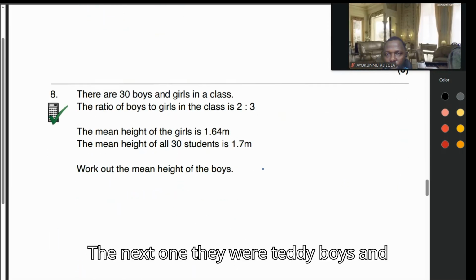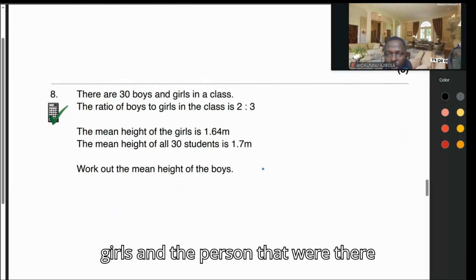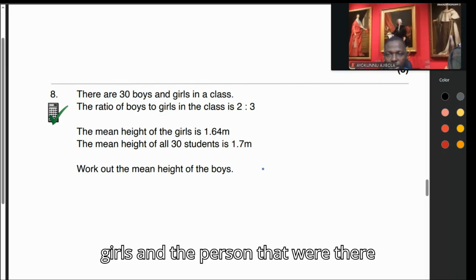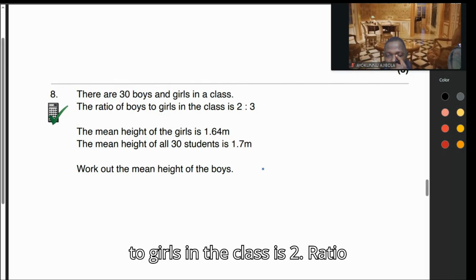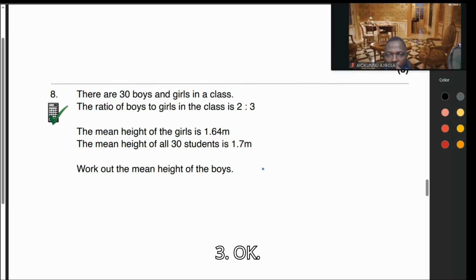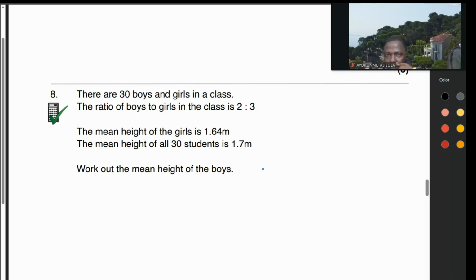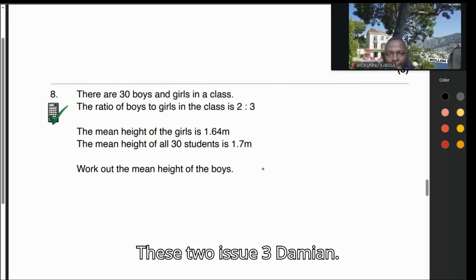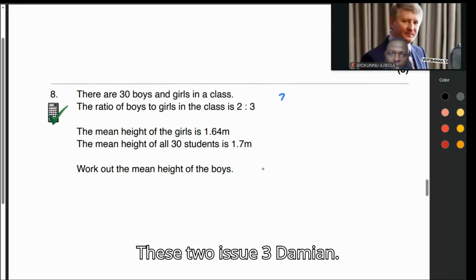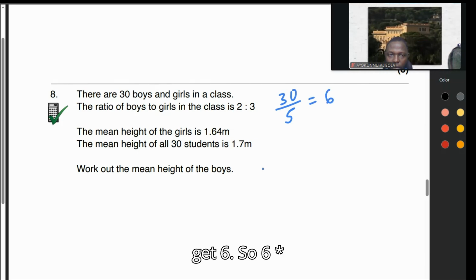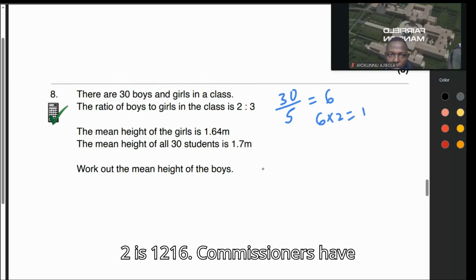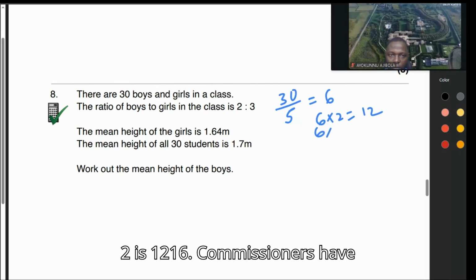The next one: there are 30 boys and girls in a class, and they're together. The ratio of boys to girls in the class is 2:3. That means divide 30 by 5, you get 6. So 6 times 2 is 12, and 6 times 3 is 18.